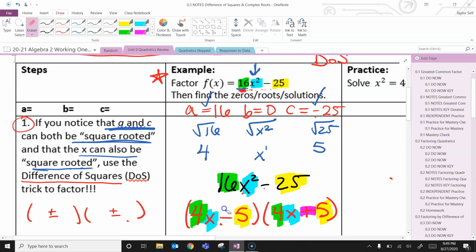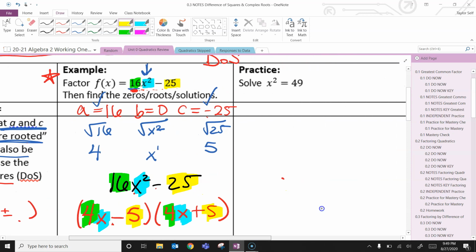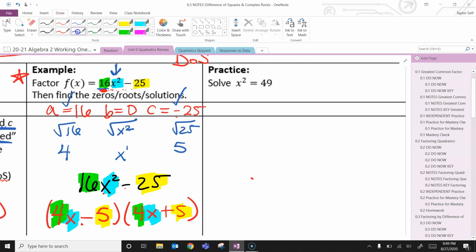And sorry, that pink is super bright, so I'm going to erase it really quick. Plus 5. Okay, so now you're going to try. I want you to try difference of squares. But again, I always throw a more complicated practice at you. What needs to be done here? Tell me what needs to be done here before we can start factoring.